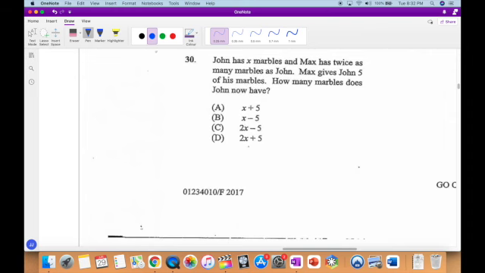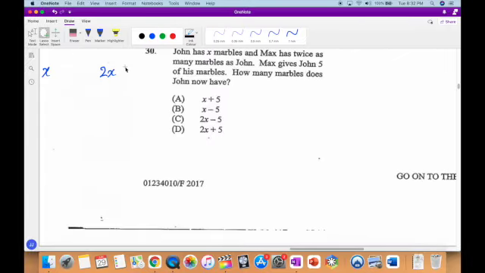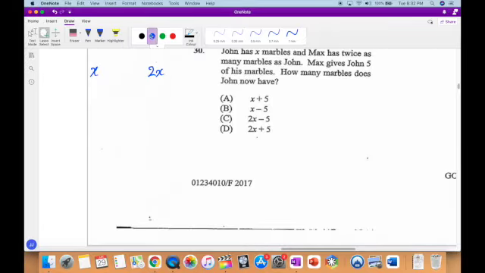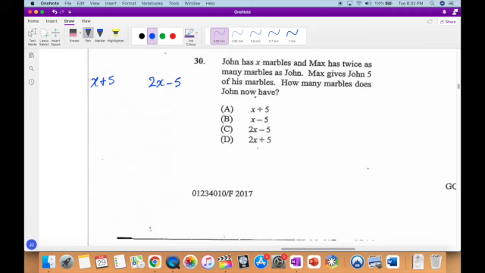John has x marbles and Max has twice as many marbles as John. So if John has x, then Max has 2x, right? Max gives John 5 of his marbles. So Max had 2x, but he gave John 5, and John got 5 from Max, right? How many marbles does John now have? John has x and he got 5 from Max, so it will be x plus 5.